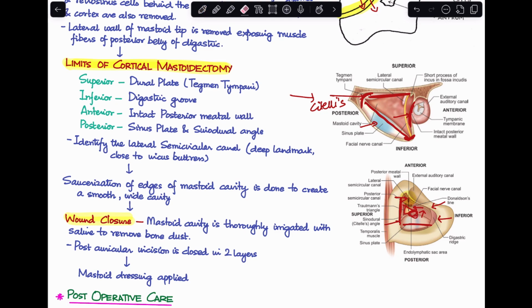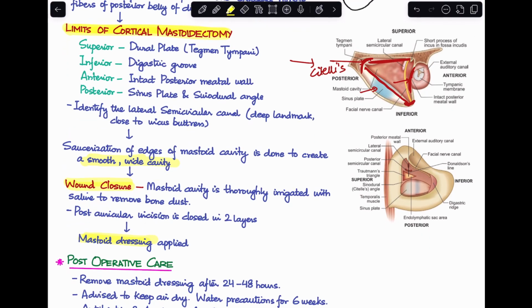So these are all the structures that you will be able to see at the end of performing a cortical mastoidectomy. Once all of this has been identified, we saucerize the edges of the mastoid cavity so as to form a smooth and white cavity. After doing this, we'll do wound closure. We'll first irrigate the mastoid cavity thoroughly using saline and remove any bone dust. Then we'll close the post-auricular incision that we had made in 2 layers. And lastly, we'll apply the mastoid dressing. So these are all the steps of cortical mastoidectomy that you need to know about.